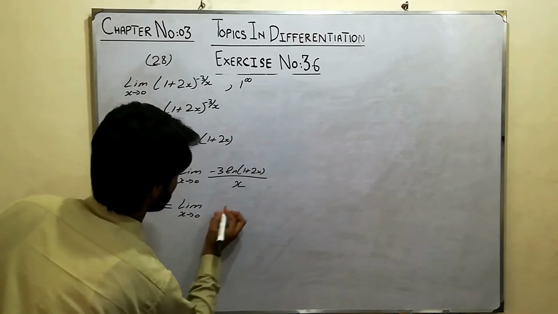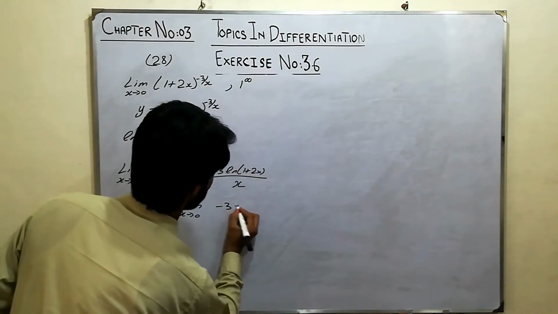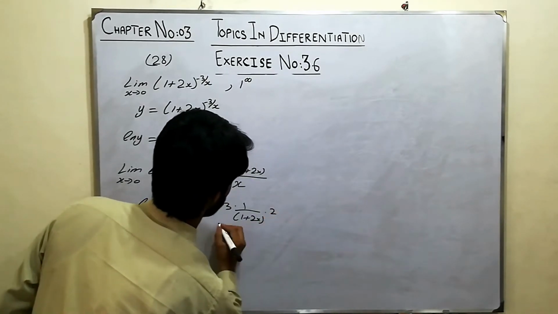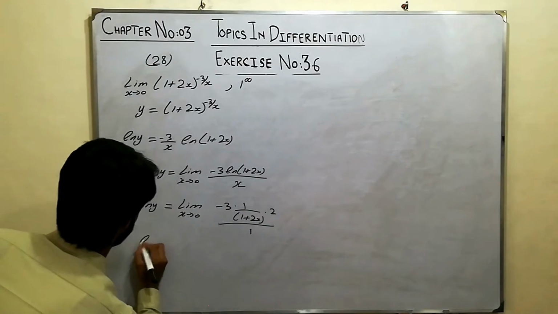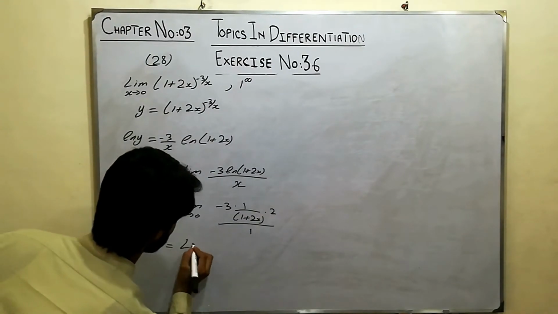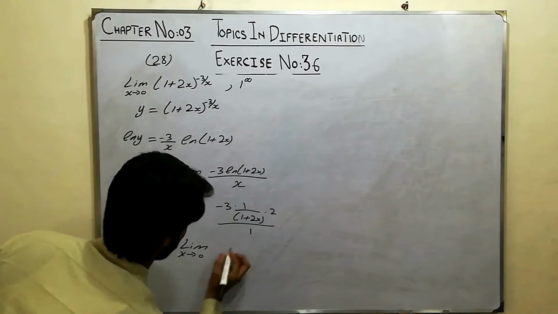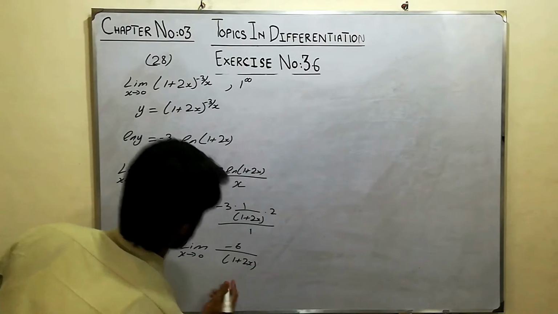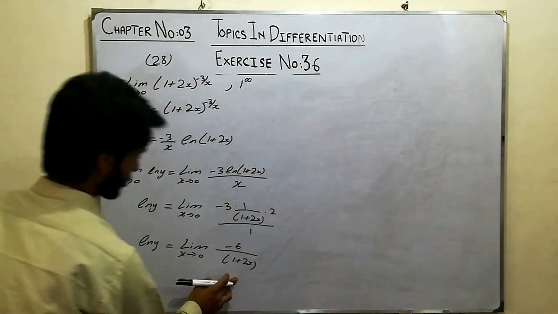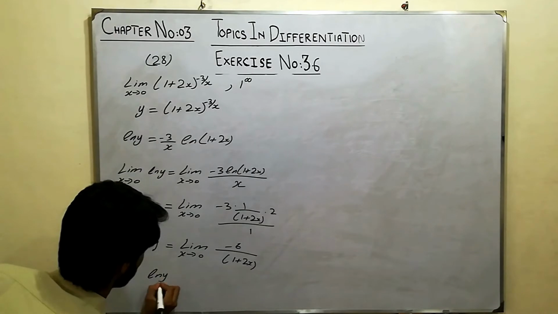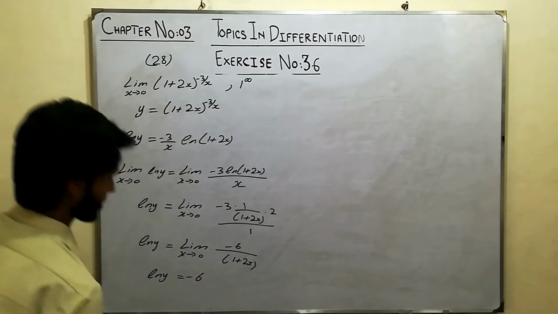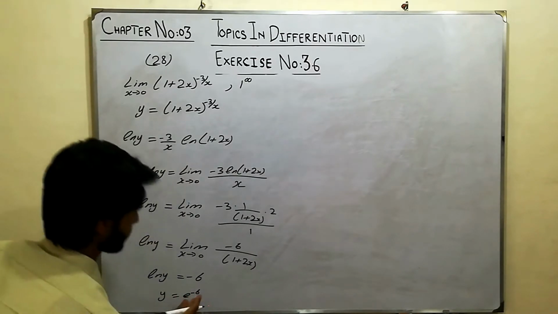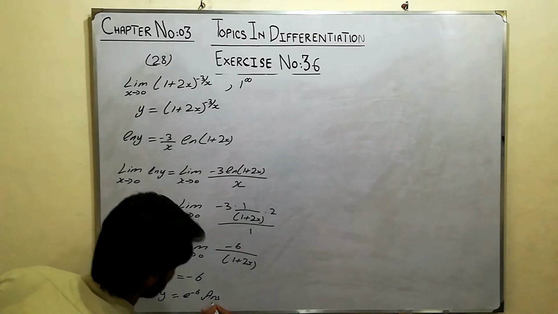So we have ln y is equal to minus 3 dot 1 by 1 plus 2x dot 2 divided by 1. When we put limits in that point, we have ln y is equal to minus 6. Take exponent on both sides, so y is equal to e minus 6. So e minus 6 is our answer.